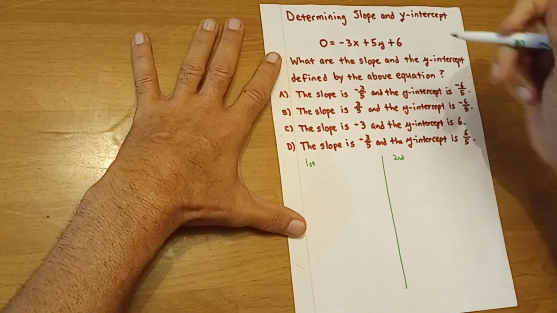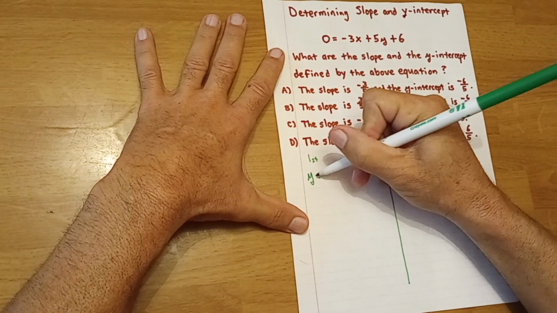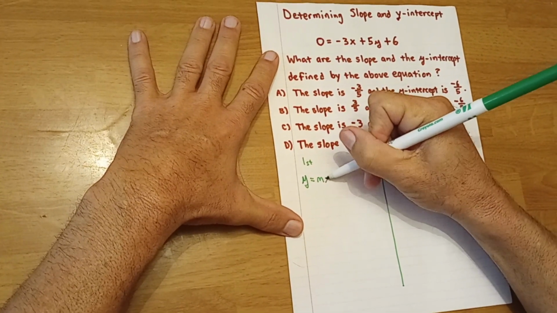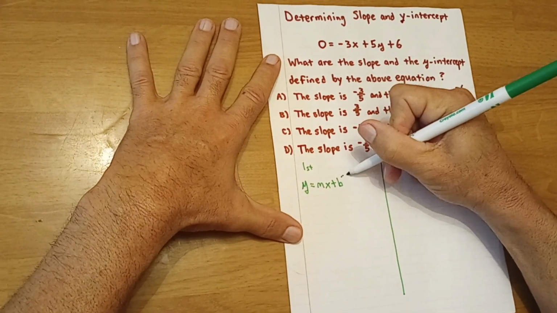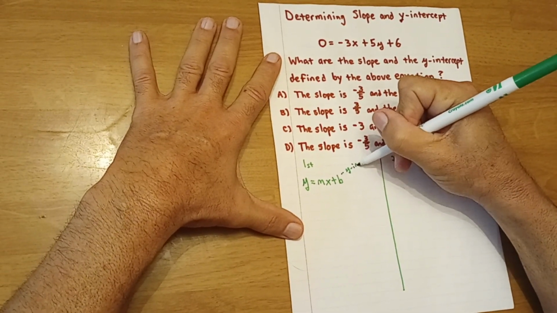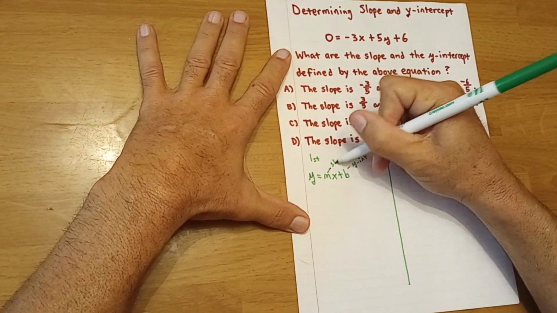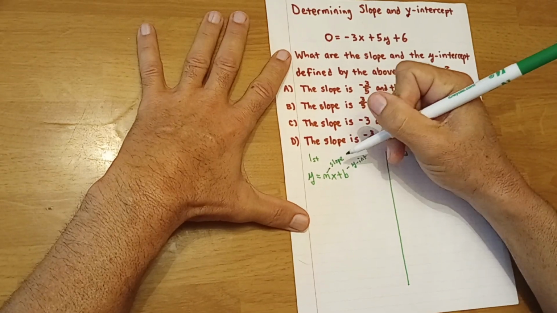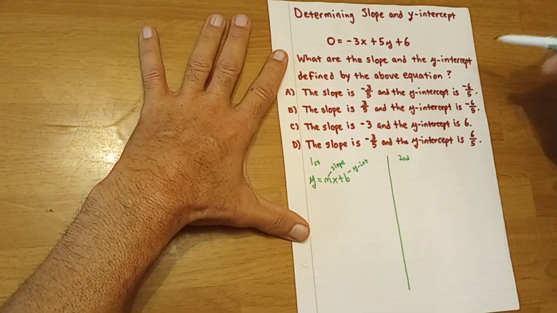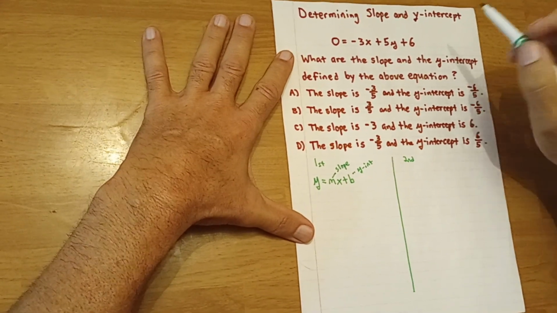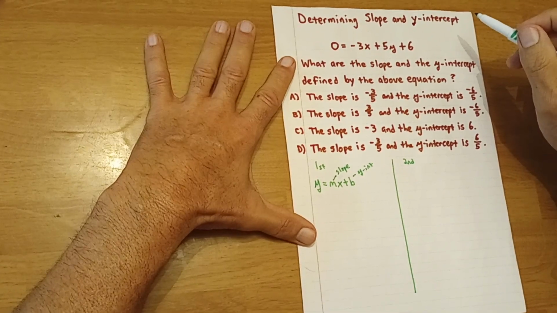Now, whenever we have the equation of a line, this is y equals mx plus b, where b represents the y-intercept and m represents the slope. So what we need to do with this equation is get it into y equals mx plus b form, and then we can easily determine what the slope and the y-intercept are.